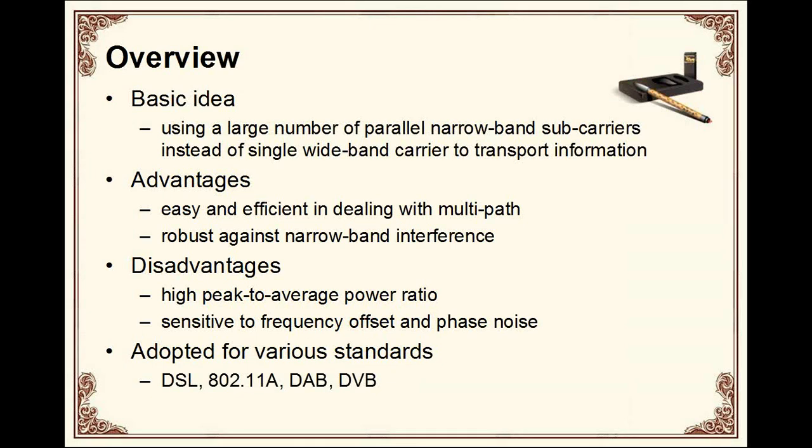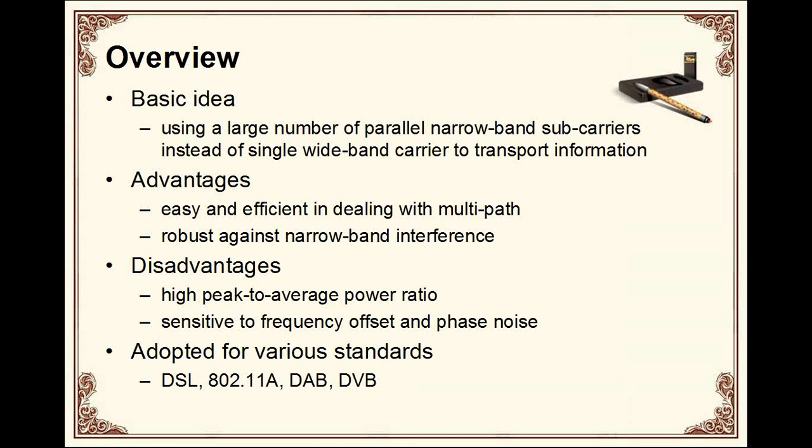It uses a large number of parallel narrowband subcarriers instead of a single wideband carrier to transport information. Because of this, it is easy and efficient in dealing with multipath and is robust against narrowband interference. But it has some disadvantages, such as a high peak-to-average power ratio, and it is sensitive to frequency offset and phase noise. I will talk about this in detail later.